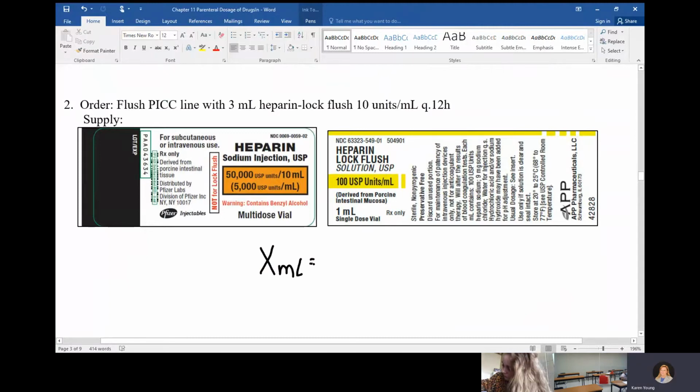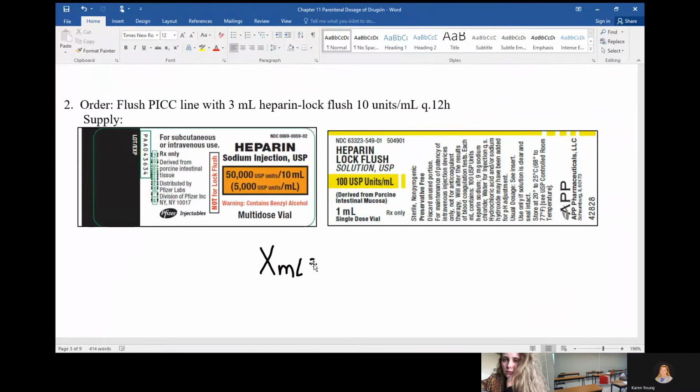So do I need to use the 3 milliliter or the 10 units per milliliter? Now this is my weird one. Because I can't use that. Because I've got to give 3 milliliters of the 10 units, but I've got 100 units. So what am I going to do? Because I can't convert this one to make it 10 units per milliliter. There's only 1 milliliter in the vial.